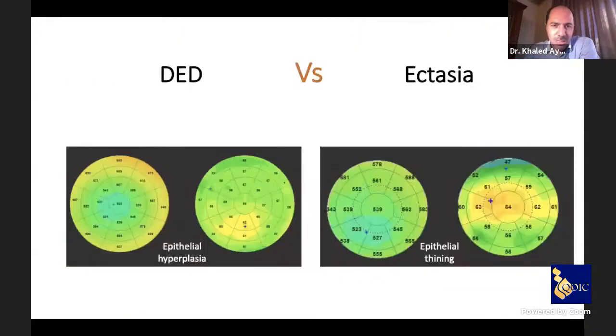And this is usually seen in mild dry eye disease. While in cases of ectatic corneal disease, we usually see that the epithelium in the area of the bulge will be seen thinner. So this is another important way to differentiate these abnormalities that we usually face or see on the tomography machine.